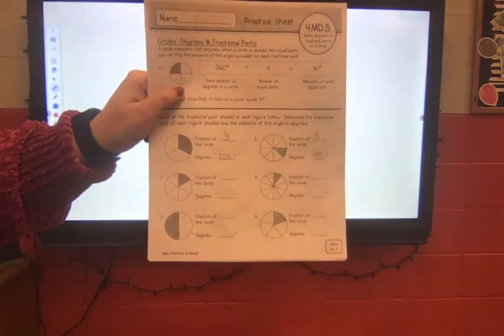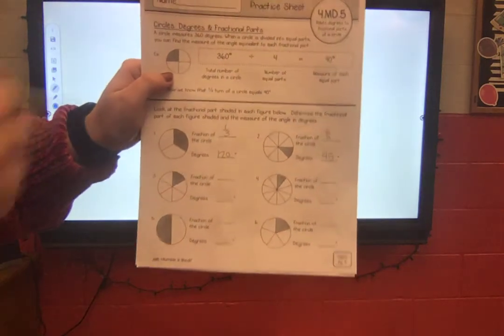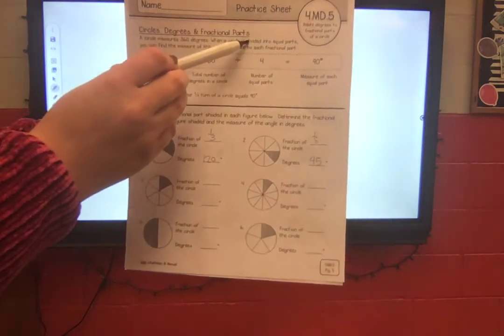So I've got a nice pen, big, bold writing selected, so hopefully you'll be able to see everything I'm writing. So we're going to start on page 5. Looks like this. Says circles, degrees, and fractional parts at the top.